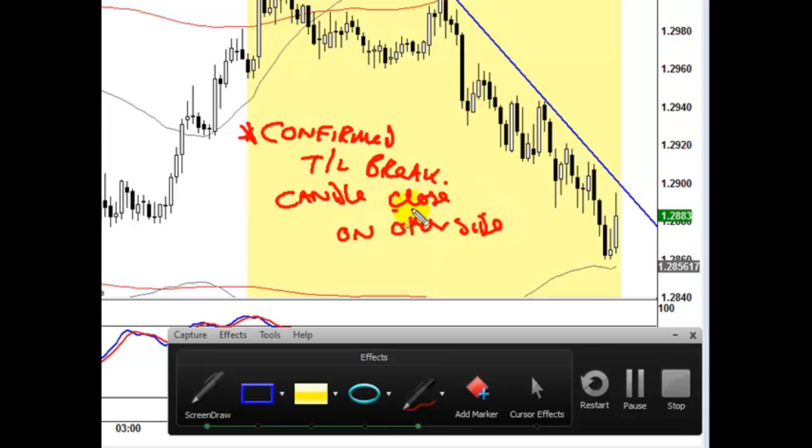Okay, and the key word there is close. So there's no point in us piercing the trend line, but closing beneath the trend line. We need to have a candle which goes through the trend line, and whether it's got a wick at the top or the bottom doesn't really matter, or both. We need it to close on the other side of the trend line. And obviously we're going to be monitoring it at that stage every 5 minutes.